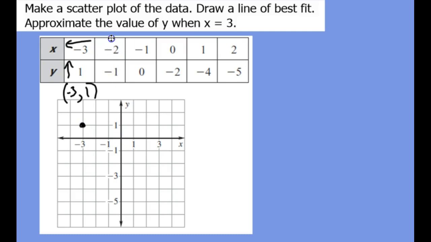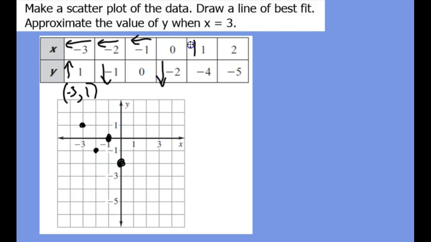Here we have -2, -1, so the left 2, down 1. Here we are going left 1, -1, and down 0. So -1, 0. Here we're not going anywhere, we're staying at 0, but then we're going down 2. So 0, -2.